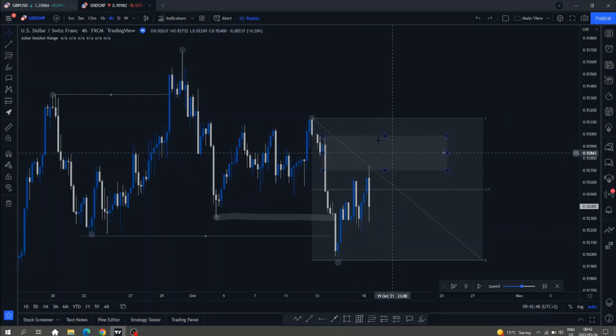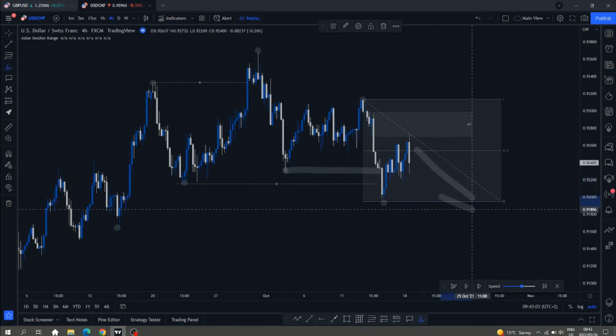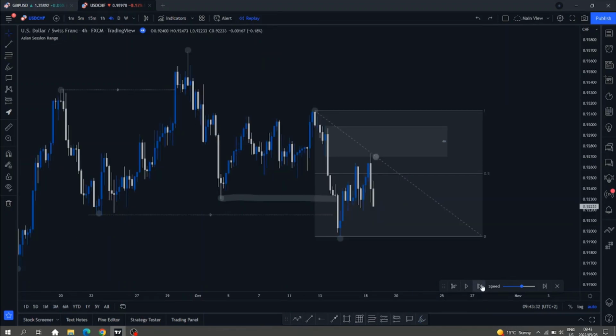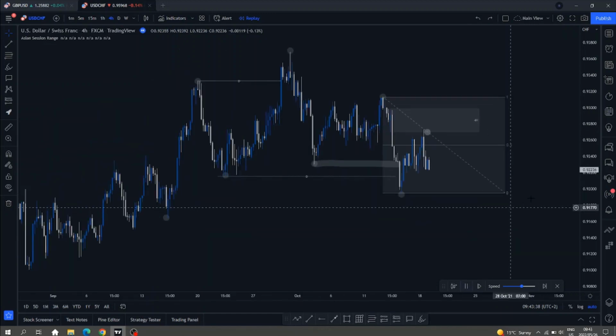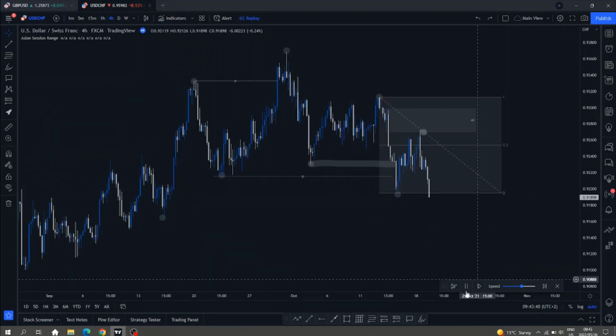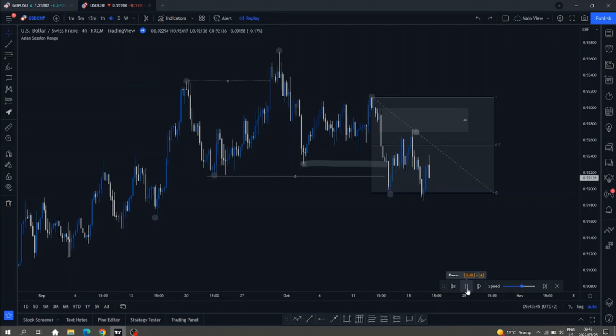It taps and mitigates this particular 4-hour zone. And we can now comfortably say that we have reached a high probability zone, probably the highest probability zone that we could reach for continuations to the downside, right? And then after that mitigation, what does price action do? We get a really strong bearish reaction. And if we just let price action play out, we can see that after that mitigation it has continued down lower, all right?